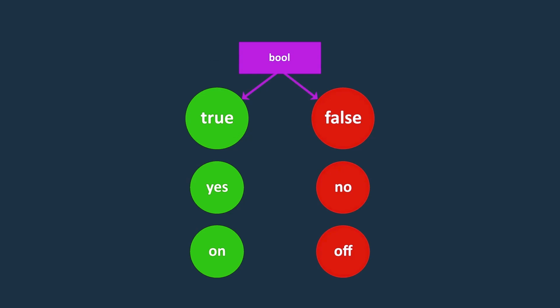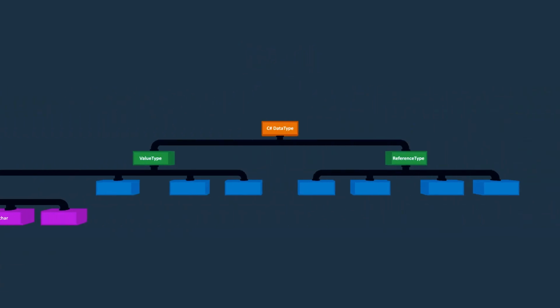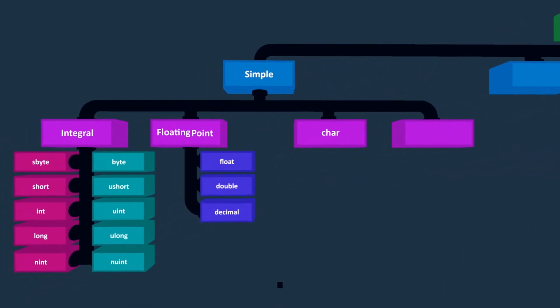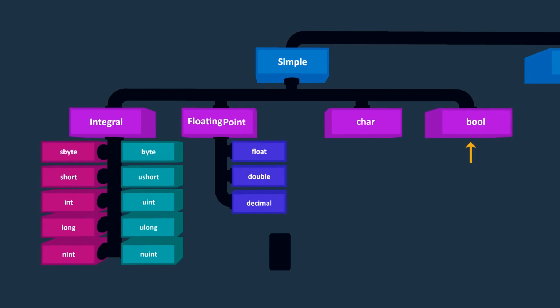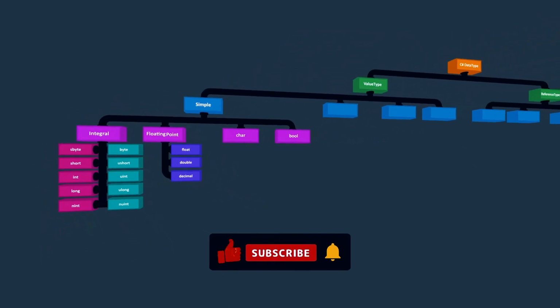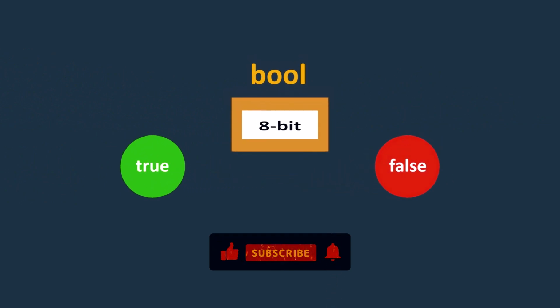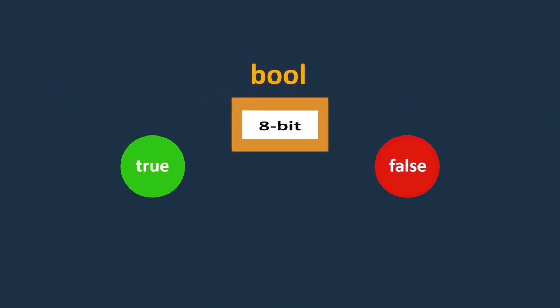Now, let's demonstrate the position of the bool data type in our data types diagram. The bool type is categorized as a value type, precisely in the simple types section. The size of the bool type is 8 bits, and it can only hold two possible values, true or false.